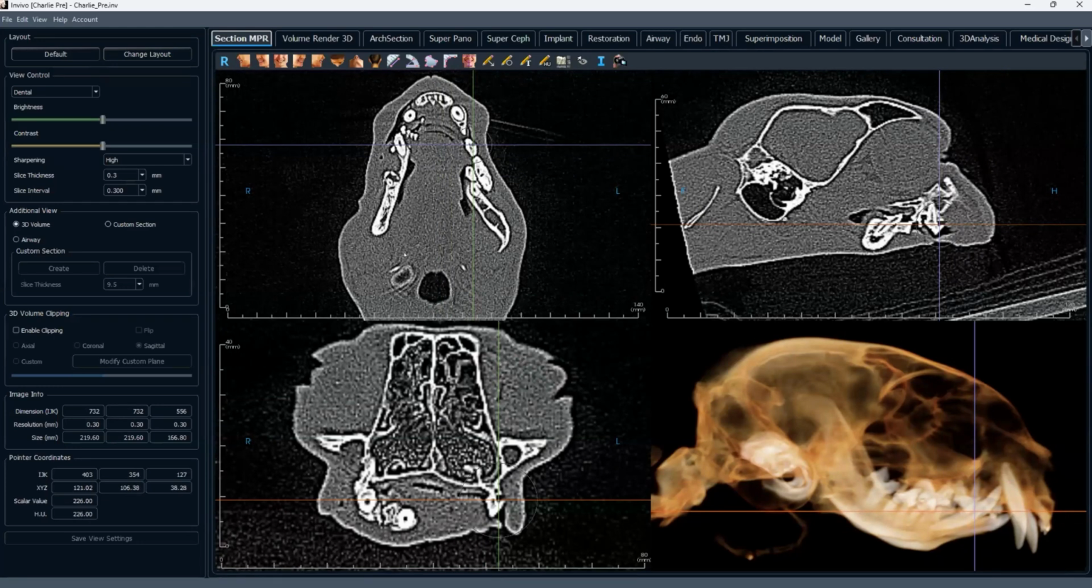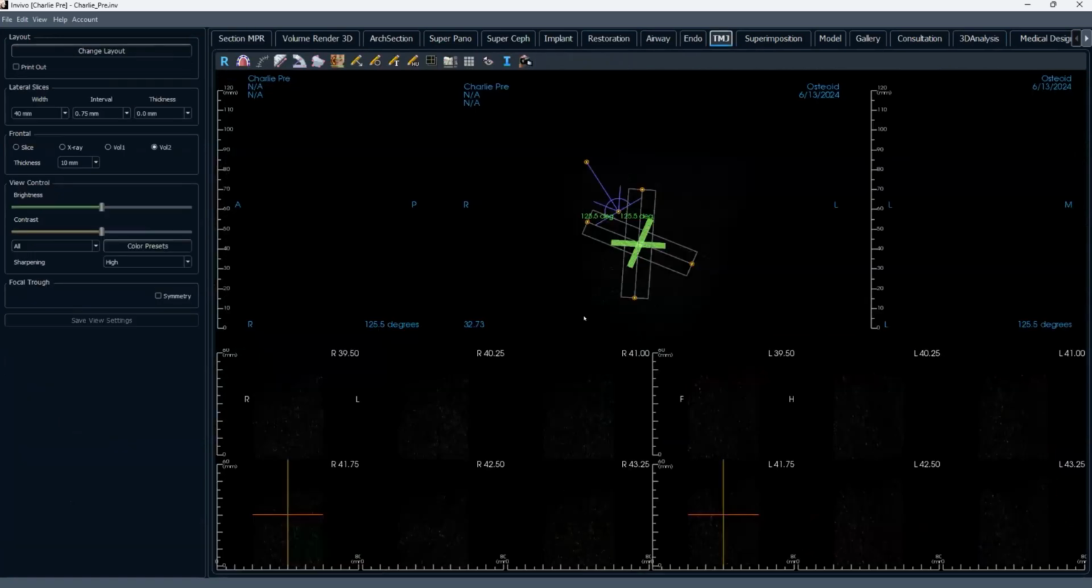So when we want to evaluate his TMJ for patency and functionality, we have the TMJ tab. There's lots of tabs, and a lot of these I don't use because they're for people, but there's a number of good tools. So the TMJ tool allows us to focus in and look at both TMJs at the same time. Most of the time it is designed for people.